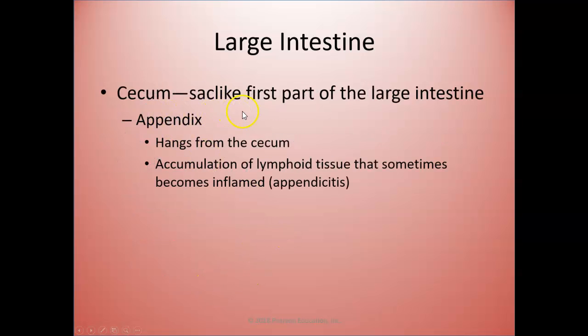So the cecum is the sac-like first part of the large intestine. It contains the appendix, which hangs off of the cecum. The appendix is associated with lymphoid tissue. It sometimes becomes inflamed, which is appendicitis.